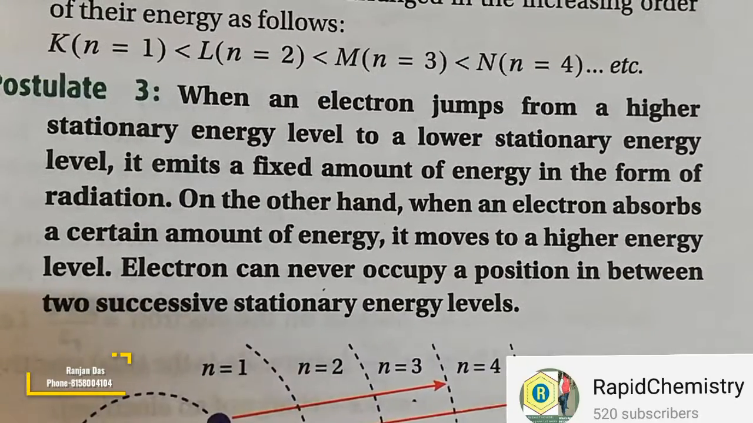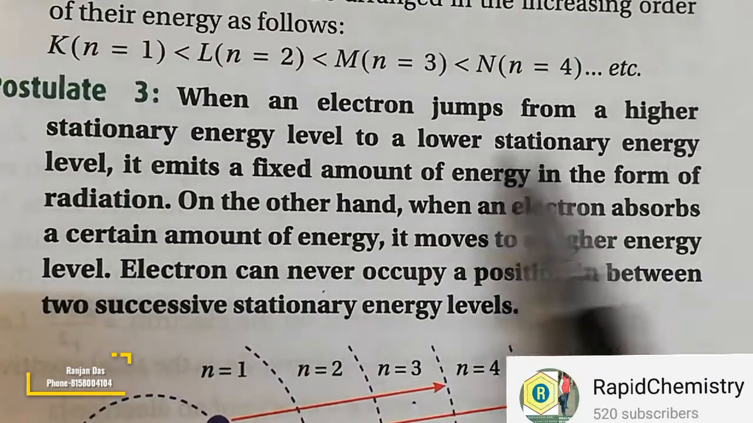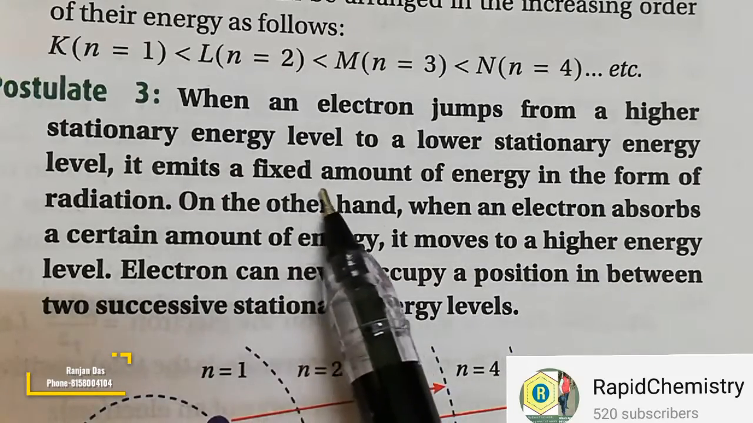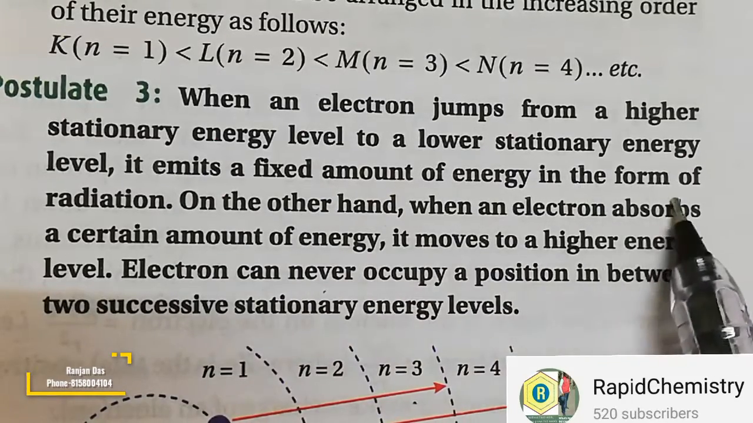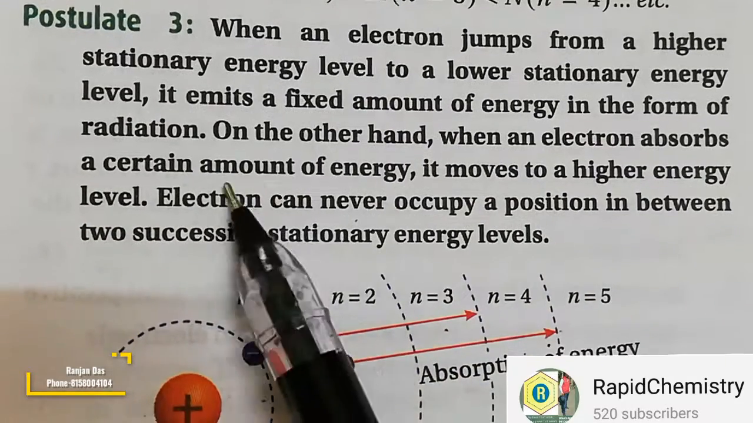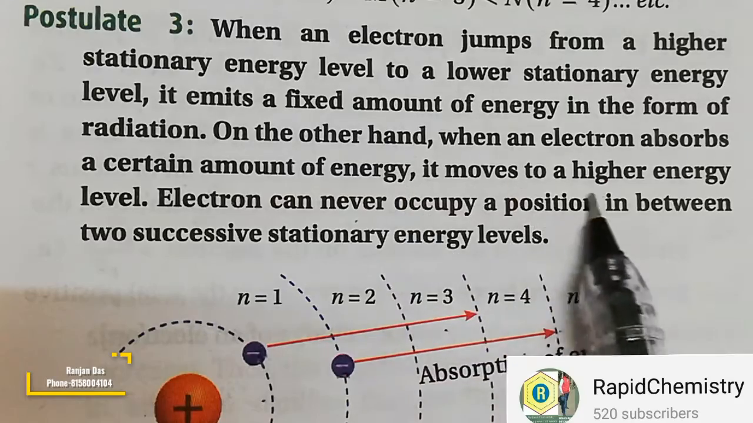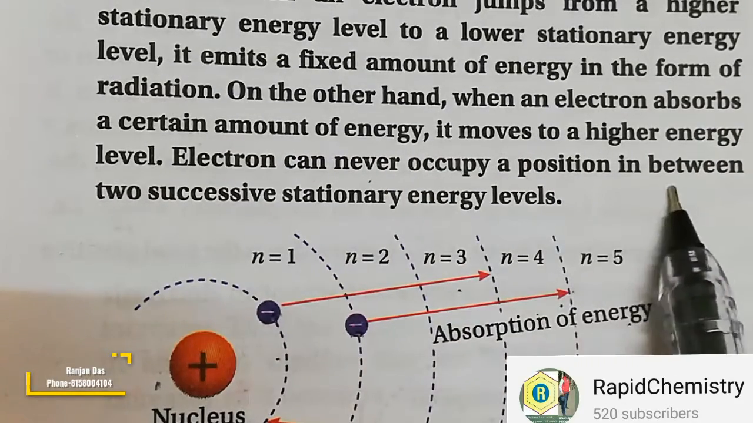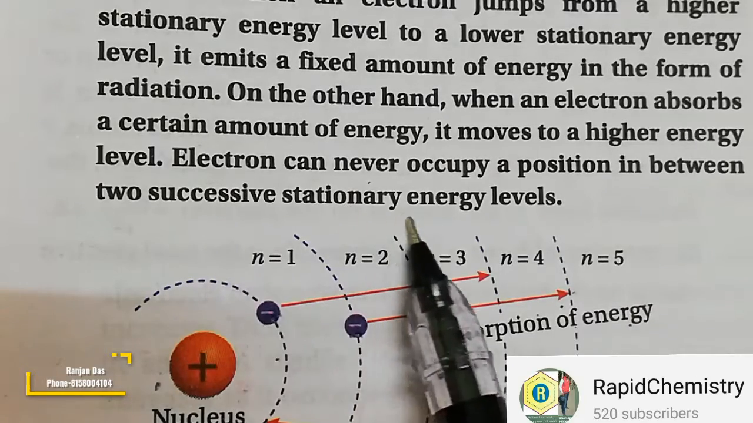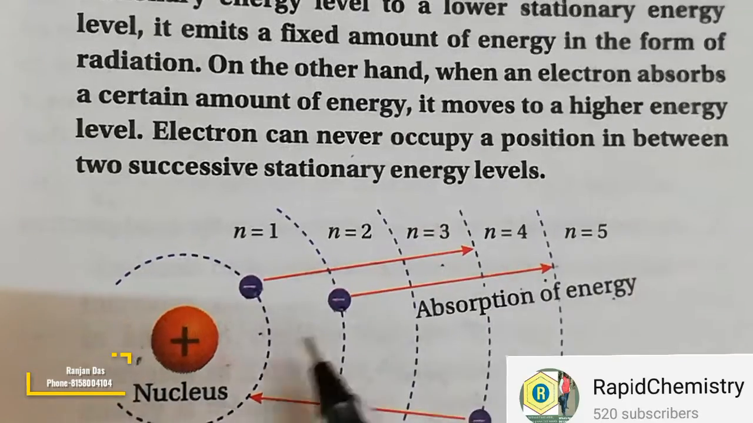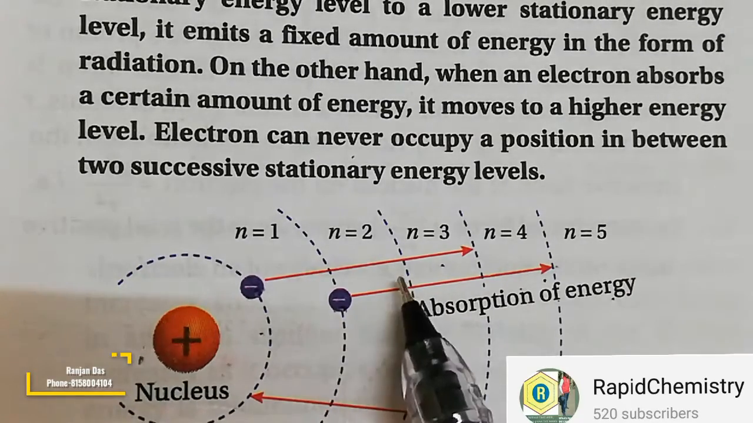Let's read it out once here. When an electron jumps from a higher stationary energy level to a lower stationary energy level, it emits a fixed amount of energy in the form of radiation. On the other hand, when an electron absorbs a certain amount of energy, it moves to a higher energy level. Electrons can never occupy a position in between two successive stationary energy levels. That means an electron can never be in between these two orbits.